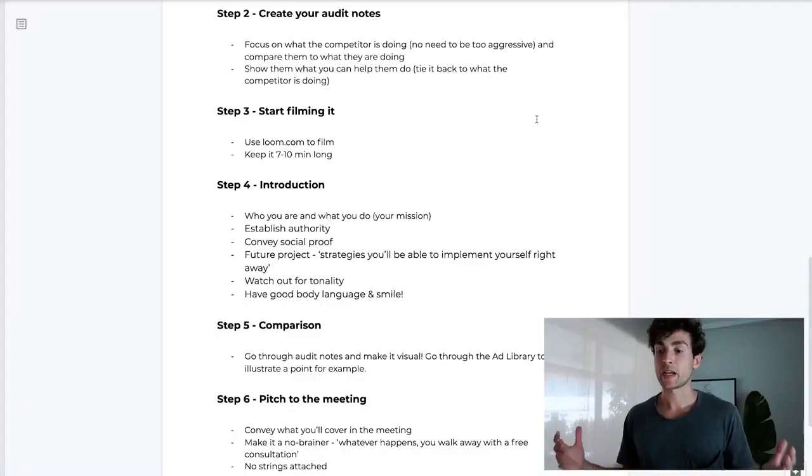But if you hit them with a good tonality, right, and the energy level is high and you are pumped about what you're saying, then that energy is going to seep through and it's going to create good emotions for them. And the final thing is you want to have a good body language and smile. Do not forget to smile.